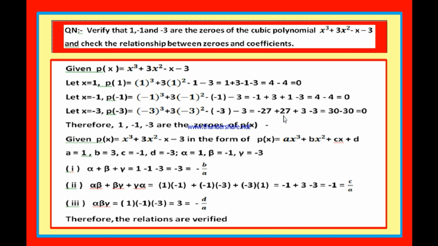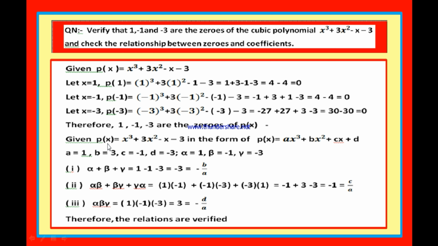Now add up the positive values. 27 plus 3 is plus 30. Minus 27 minus 3 is minus 30. 30 minus 30 is 0. Now if you substitute x is equal to 1, x is equal to minus 1 and x is equal to minus 3, in 3 cases you got p of x is equal to 0. Since p of x is equal to 0 for these x values, these 3 are called zeros of p of x. Therefore 1, minus 1, minus 3 are zeros of p of x.